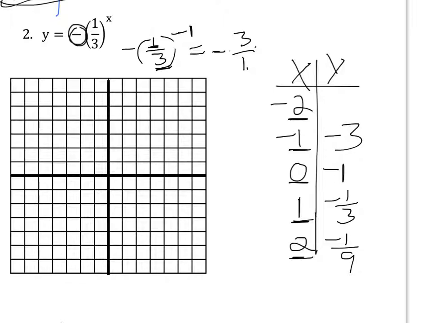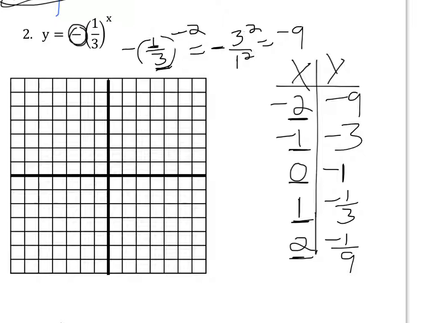Okay, and then if I want to put -2 in for x, you can probably see the pattern here. I still have this negative, then you flip, so it becomes 3 squared over 1 squared, which is just 9, leave the negative, so it's -9. All right, so you can see as you go to the left, it decreases exponentially.